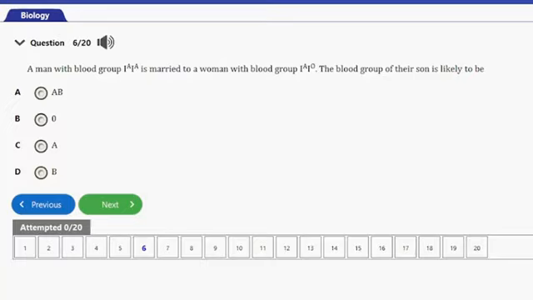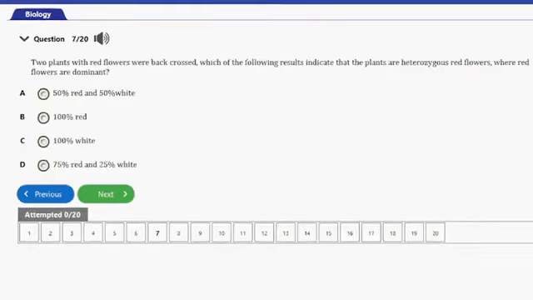So guys, the blood group of their son will likely be an A, since the man is AA and the woman is AO. So they are likely to produce an offspring with A, which is AA or AO. So that's it for that question. Let's consider the next question.